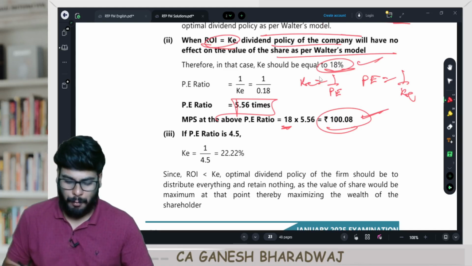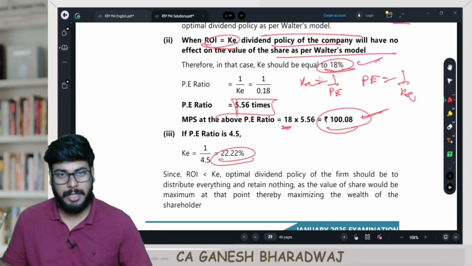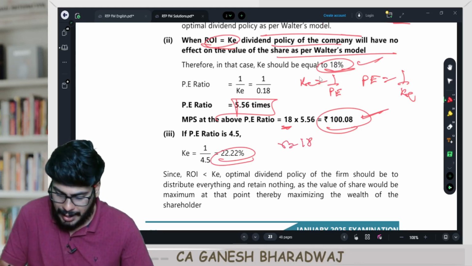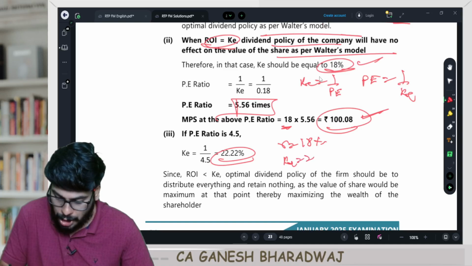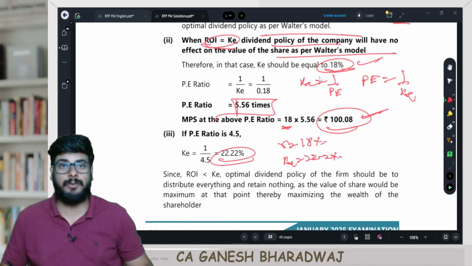If the PE ratio is 4.5, what happens to your KE? 1 upon 4.5 is going to be 22.2%, right? So R is equal to how much? 18%. KE is equal to how much? 22.2%. Now what happens? This is completely the opposite of the first scenario, right?